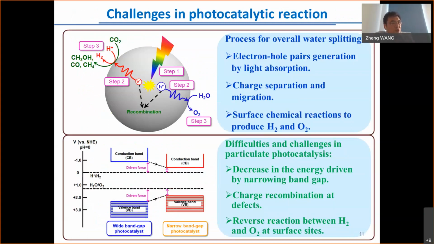Therefore, we face 3 problems and challenges in particulate photocatalysis. First, narrowing the band gap energy of the photocatalyst to expand visible light absorption will decrease the driving energy of the photoexcited electrons and holes. Second, photoexcited charges easily recombine at defects of the photocatalyst during migration and transfer. Third, reverse reaction between the reduction and oxidation products usually takes place at the surface site.